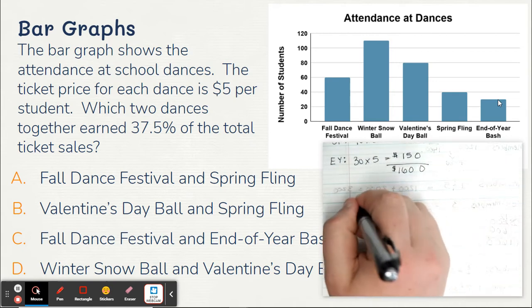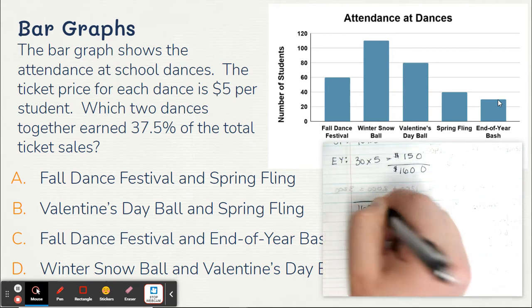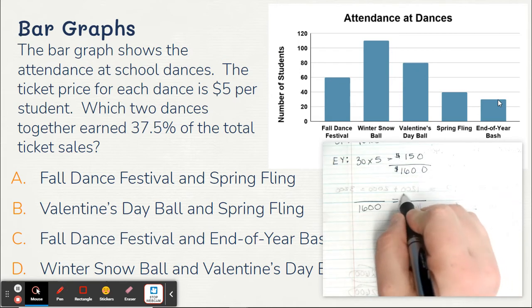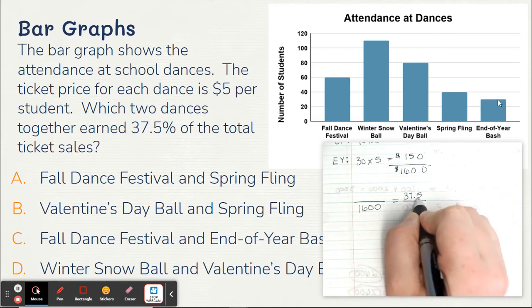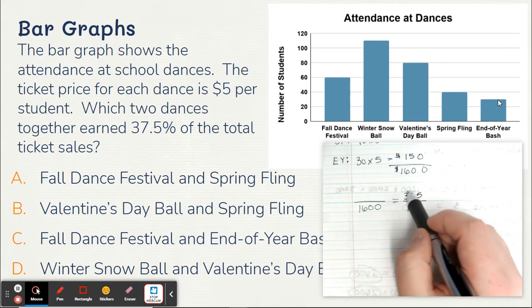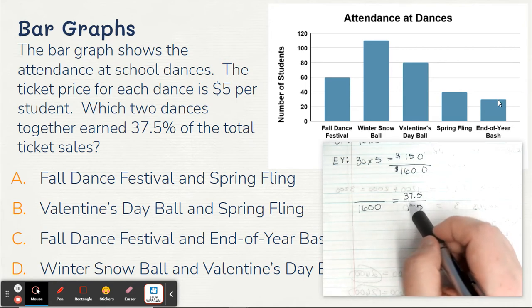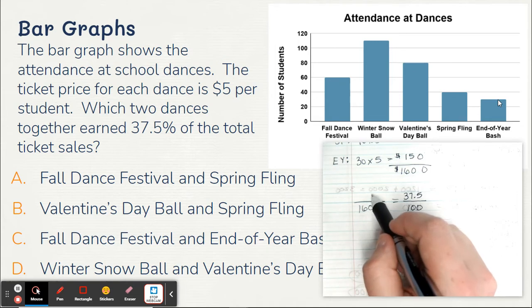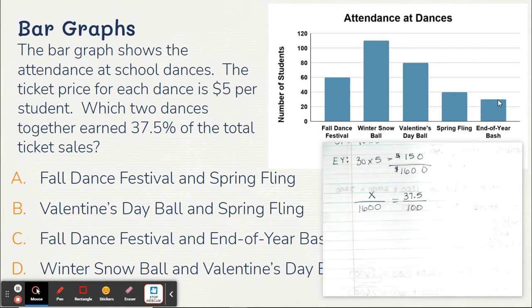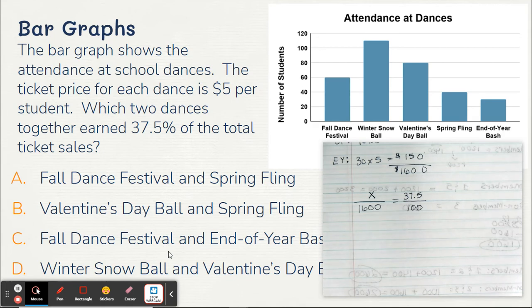Okay, so let's set up our proportions. I know my total is always going to be on the bottom, 1,600. And we're looking for which one was 37.5%. I'm going to set this proportion and find out what that X is, and then I'm going to compare it to the totals of each of these to see which one has that total.